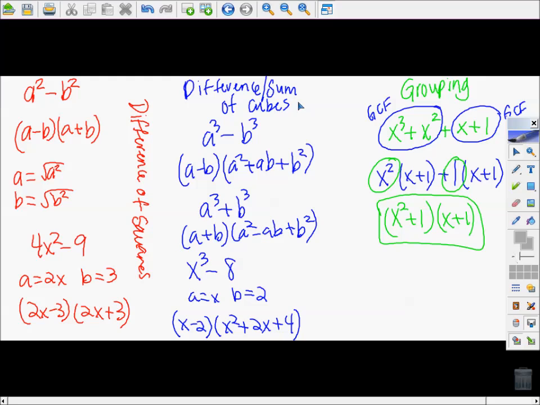Okay, so for example, if I have x cubed minus 8, to find your a and your b, you're going to take the cube root of each term. The cube root of x cubed is x, because it's x times x times x, right? The cube root of 8 is 2, because 2 times 2 times 2 gives me 8. Once I have those values, I plug them into the rule. So now I have x minus 2 times x squared plus 2x plus 2 squared, which is 4.